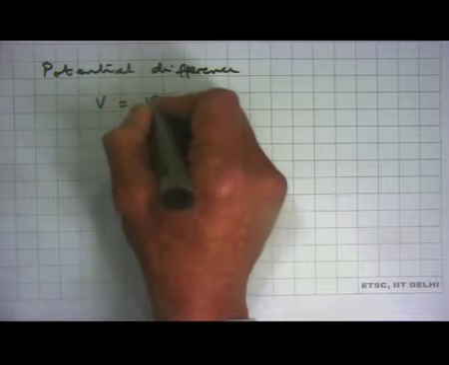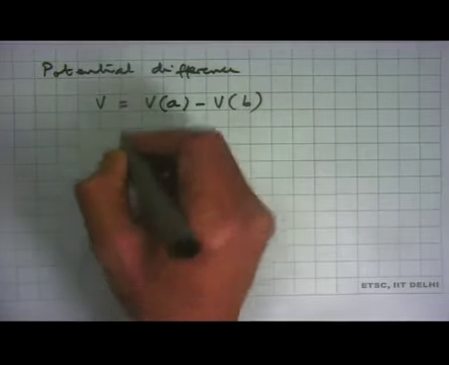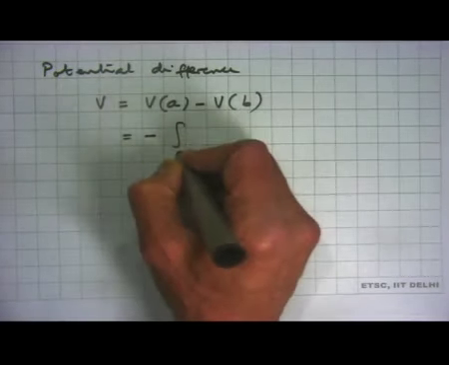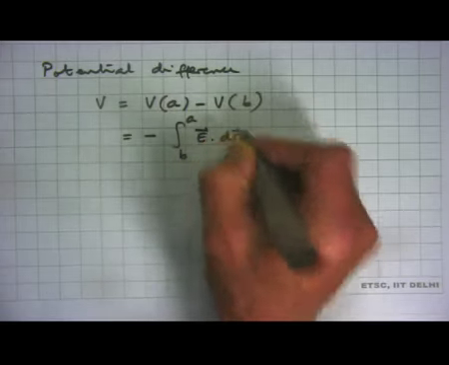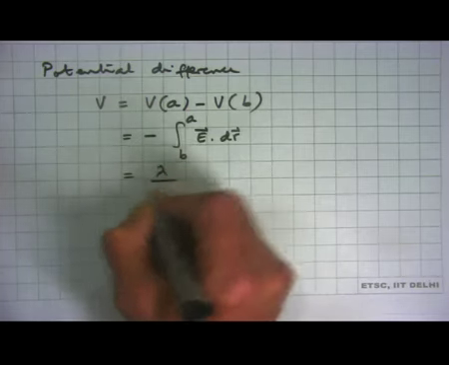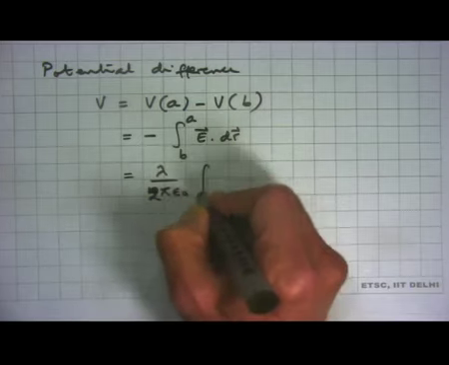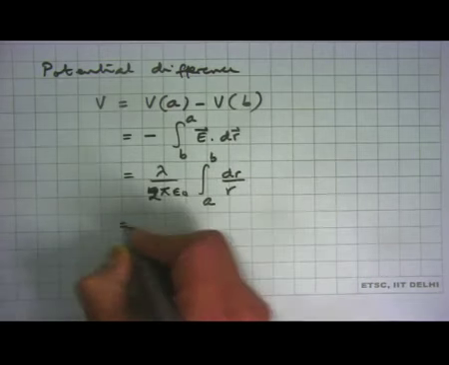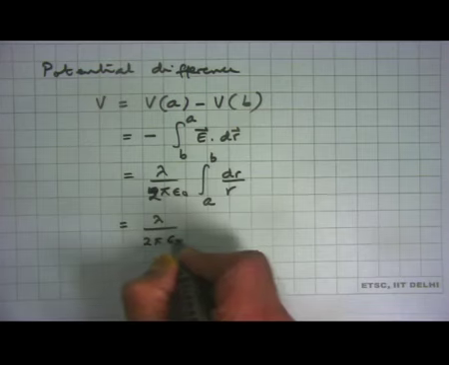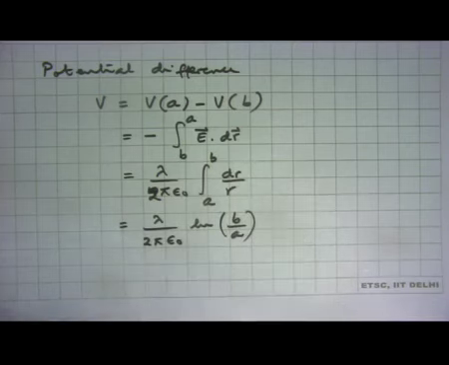V is equal to V of the inner conductor minus V of the outer conductor. So, which is equal to minus integral B to A E dot dr, which is equal to lambda by 2 pi epsilon 0 into integral A to B dr by r, which is equal to lambda by 2 pi epsilon 0 into log of B by A. So, that is the potential difference between the inner and outer conductors.